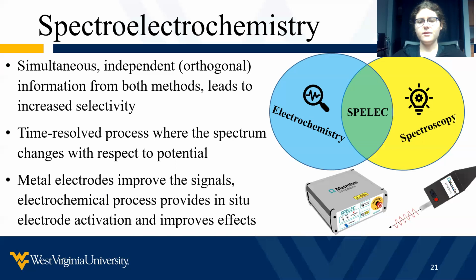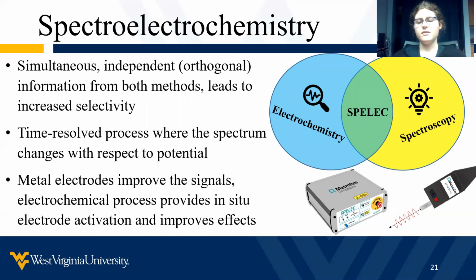Once we established that, we wanted to look at adding another method to our scheme. So we looked at spectroelectrochemistry because it provides orthogonal information about how our compound interacts with light simultaneously as we're doing the electrochemistry. And this leads to increased selectivity between compounds because we can distinguish them based on both how they interact with the electrochemistry and how they interact with the light. Another advantage is that this is a time resolved process. We get to see how the spectrum is changing as we change the potential.